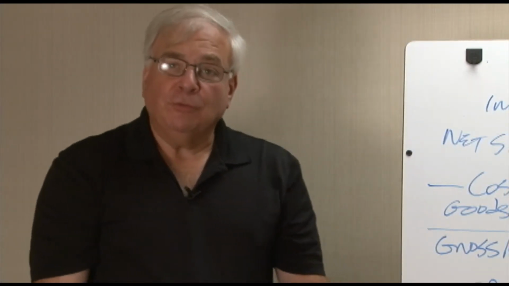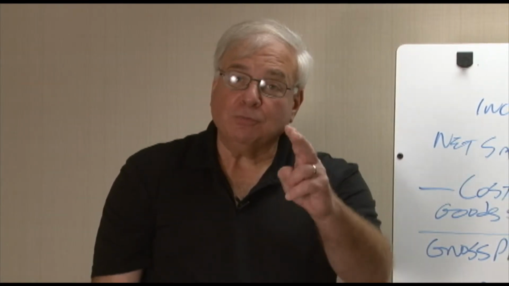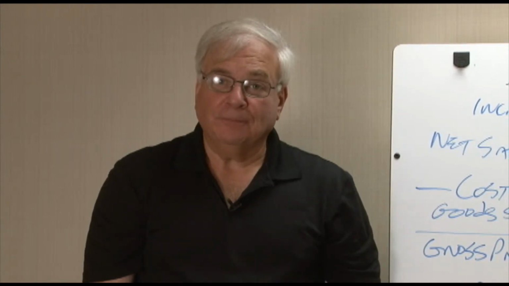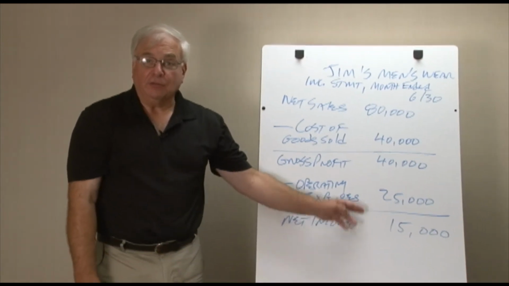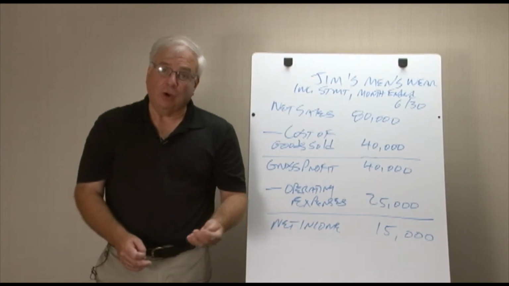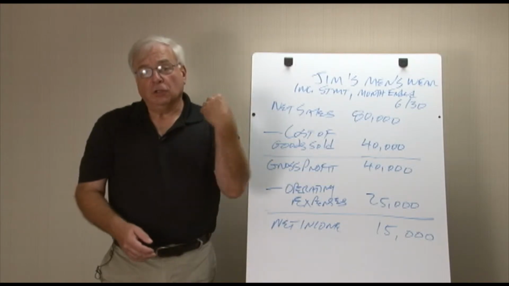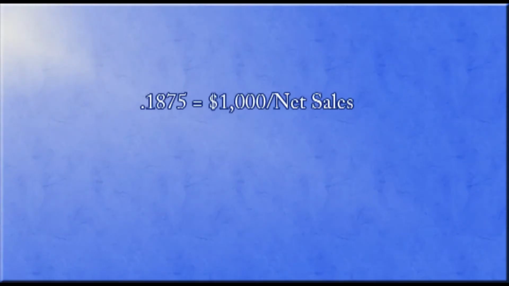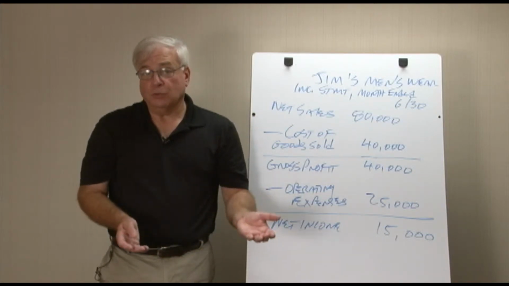Now suppose Jim's Menswear wanted to increase their profits by $1,000. How much more would they have to sell to be able to do it? Well, from the income statement we can see that the net income was $15,000 and the net sales was $80,000. So when we computed the profit margin, we saw it was 0.1875. So a little algebra will help us see: 0.1875 is equal to $1,000 divided by the net sales that we need. We would actually need to sell about $5,330 worth of extra merchandise.